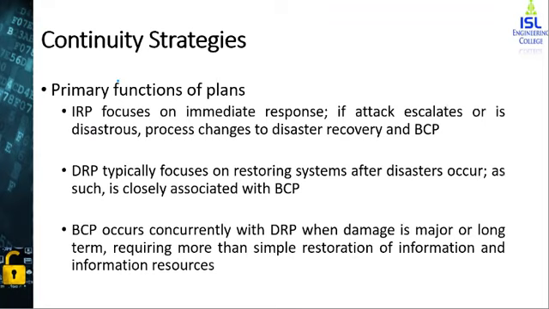Now, as you've seen, we have classified the continuity strategies into three: the incident response planning, which is called IRP, then the disaster recovery planning, which is DRP, and the business continuity planning, which is BCP. These are the three components of continuity strategy. Now, what is each of them?